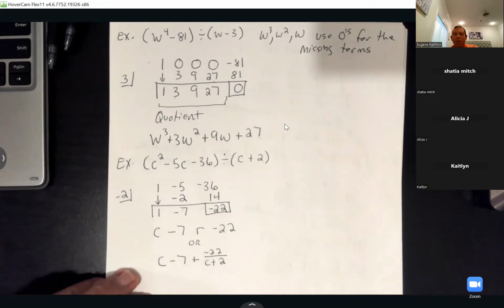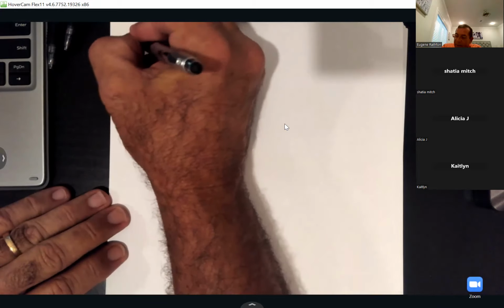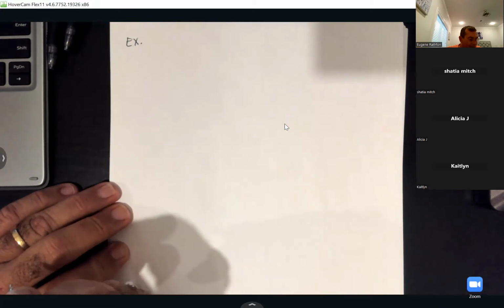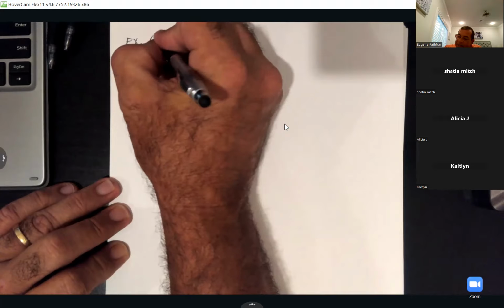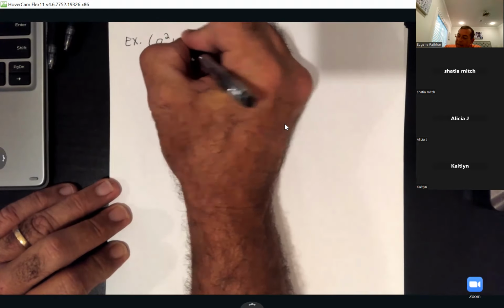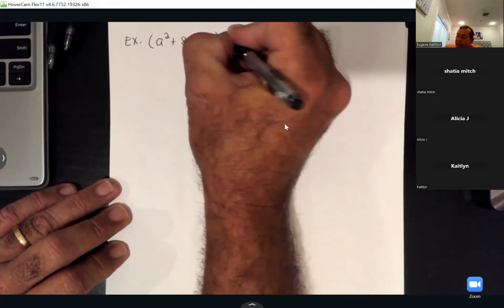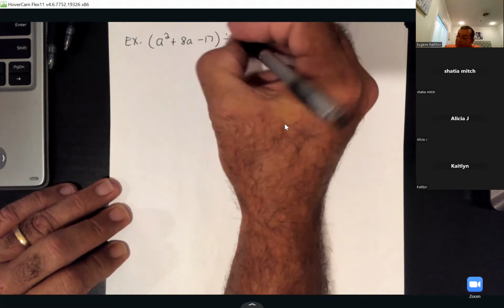All right, y'all, so let's do one more of these, and then we'll be done for today, okay? So I'm going to do this last example here. Now, this one has a^2 + 8a - 17 divided by a + 5.